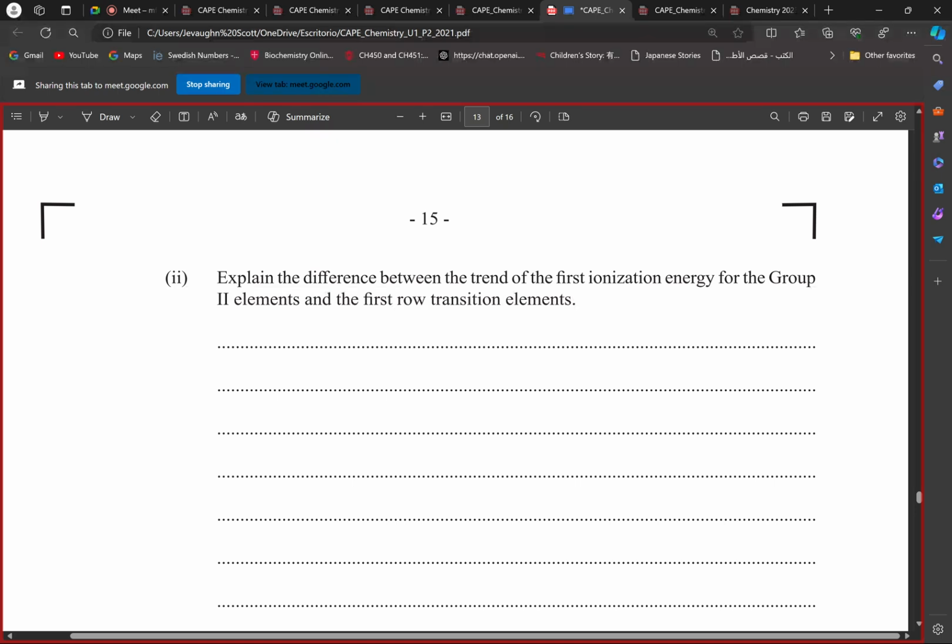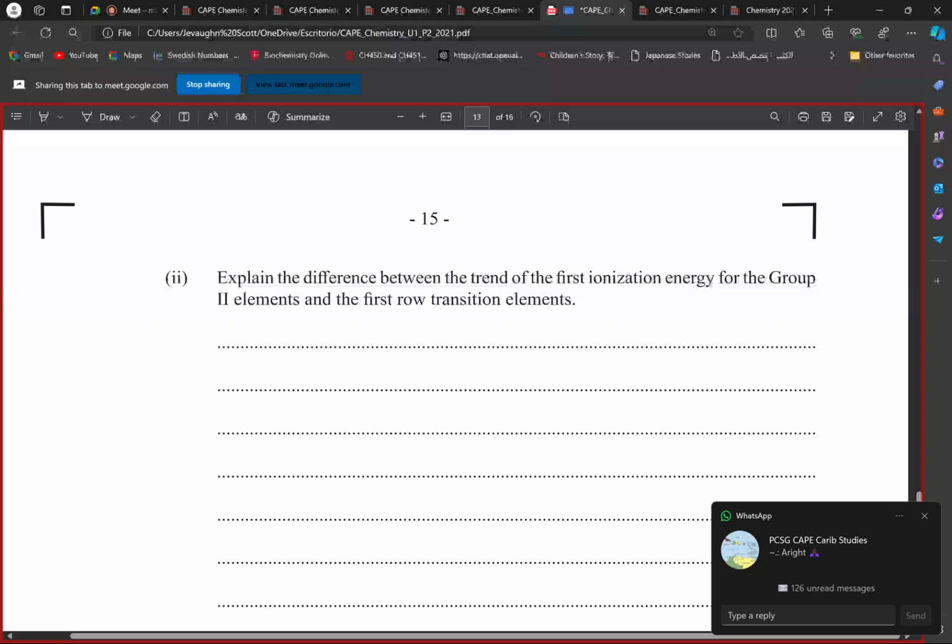Sir, it would be low because of the radius, the atomic radius. So we know that atomic radius decreases going across a period. Therefore, when you look at the ionization energy of our group 2 metals, they would have lower ionization energies than that of their transition metal counterparts.